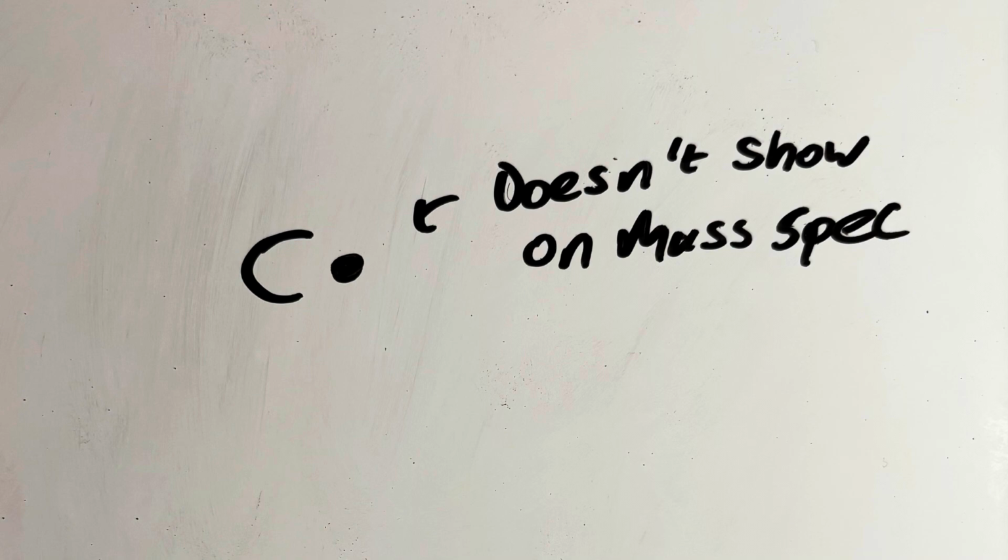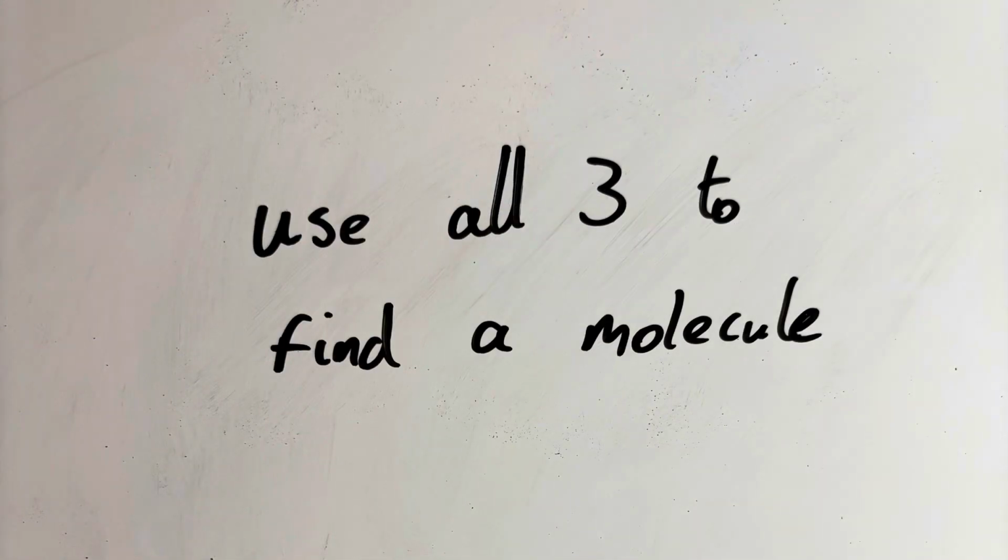Some of the molecules are split, they create carbon radicals, and these don't show up on the mass spec. If there's a peak missing, then that's why. You will be expected to use mass spec, infrared spec, and information given to you in a question like empirical formula or molecular formula to find a certain molecule.